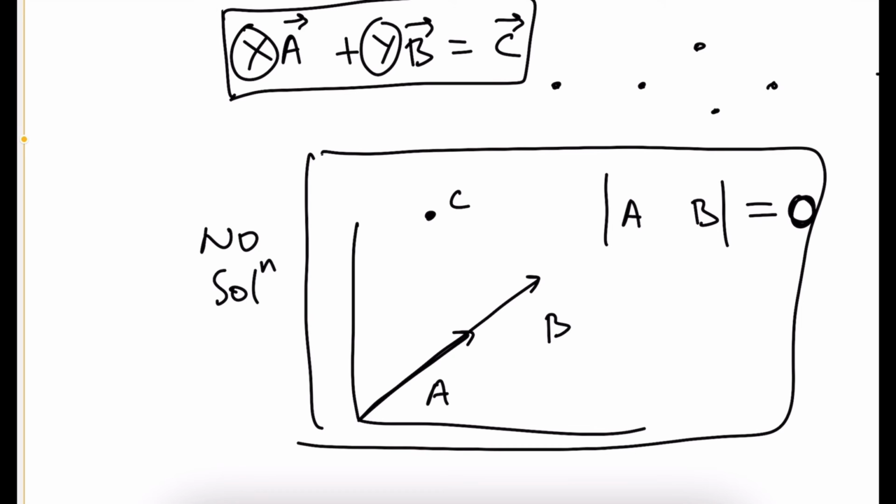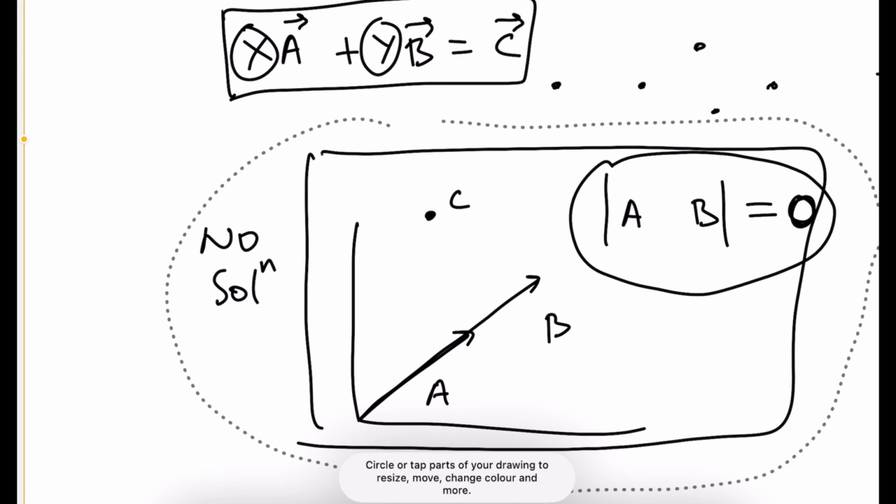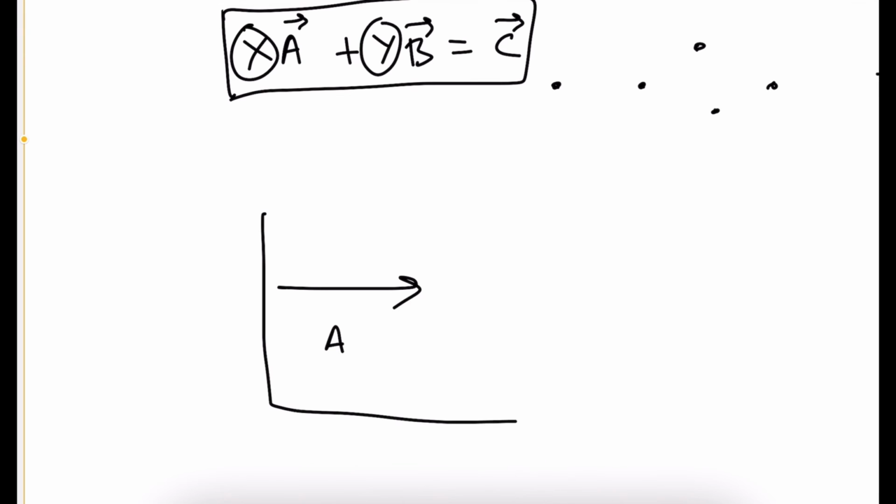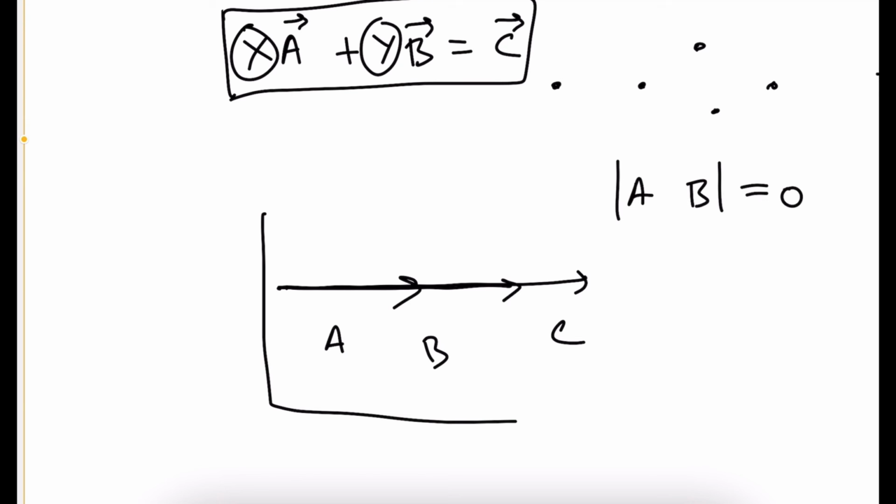This is one way of looking at it. Actually, the determinant being zero has two different interpretations. If the determinant is zero, it seems like the case is no solutions, but there is also another case. What if A looks like this, B looks like this, and C looks like this? C could be a vector along them, right? Here you'll notice the determinant of A and B is zero, because there's no area between them.